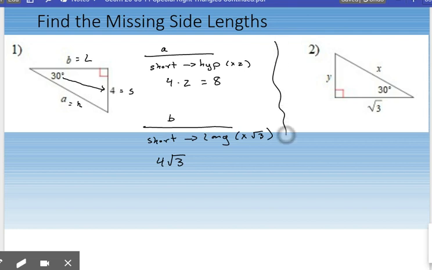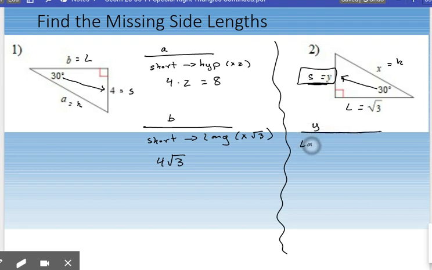Okay, let's look at number 2. Now for number 2, remember, we're always trying to find where the short leg is. So there's my 30-degree angle. So the y is my short leg. That means that the square root of 3 is the long leg, and the x, that is my hypotenuse. We don't really have an option. We have to find the short leg first. The short leg has to be a part of it. So let's find y, and we are going long to short.